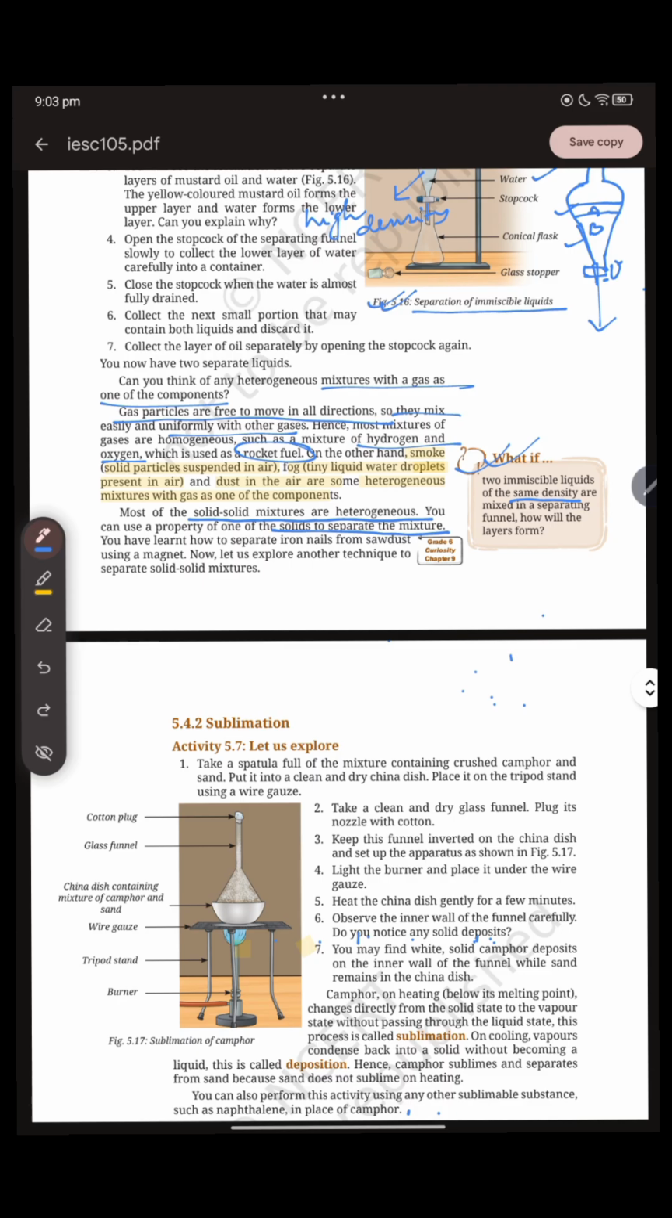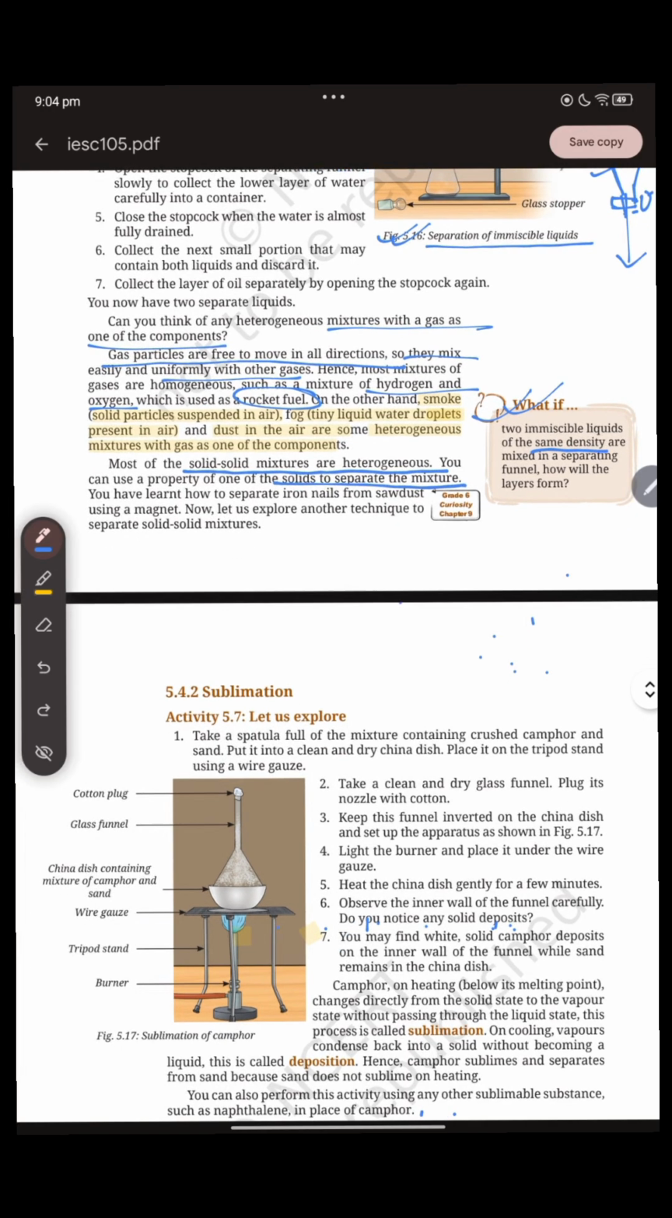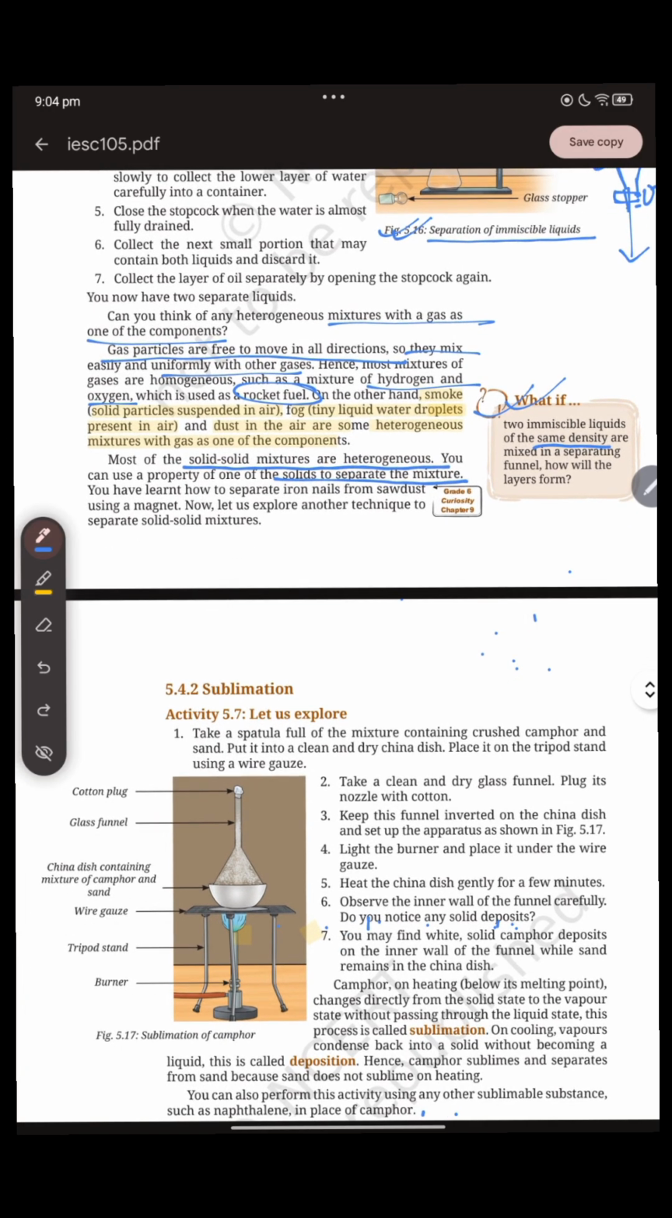That means when you have two solids forming the heterogeneous mixture, you can use the property of the solid where one is giving one such property, the other is not giving. Like to separate iron nails from sawdust, obviously you will use magnetic separation, where iron nails can be separated using a magnet. So the method you will use is magnetic separation.